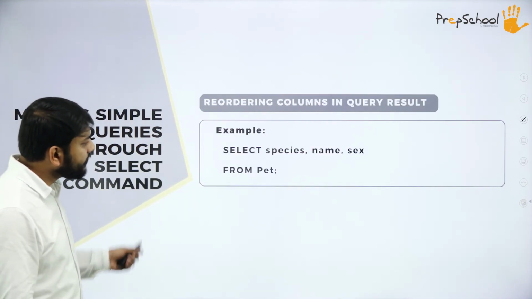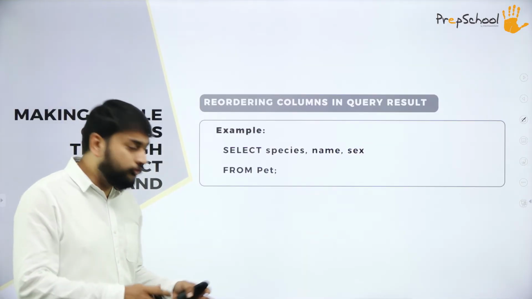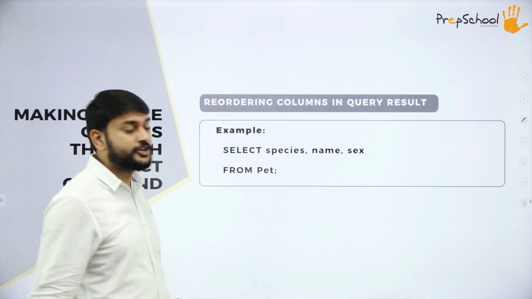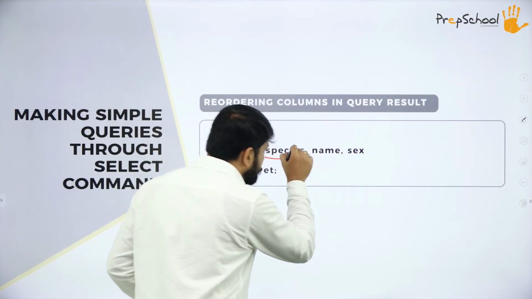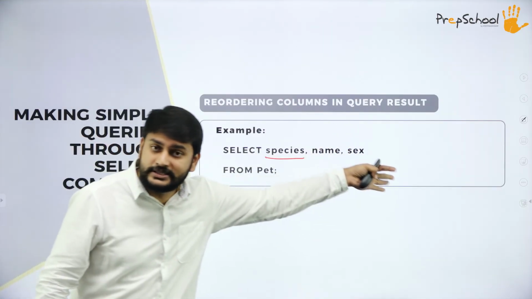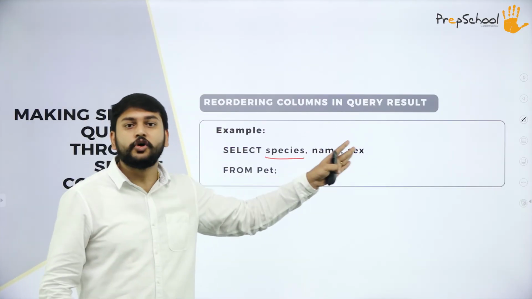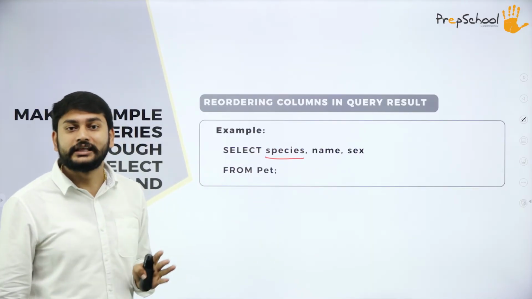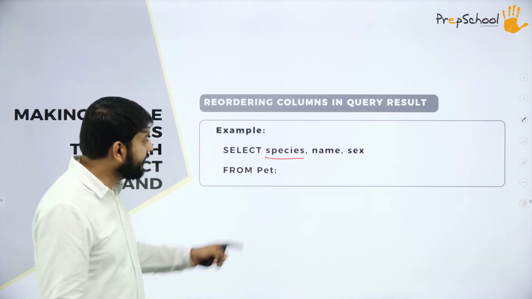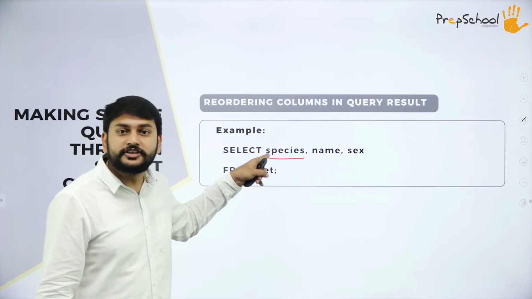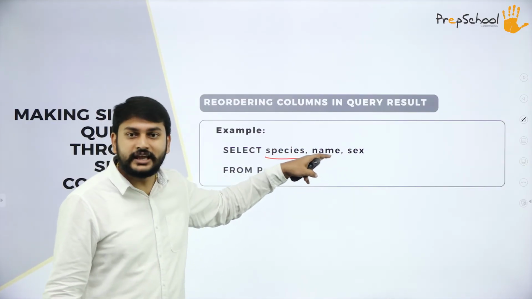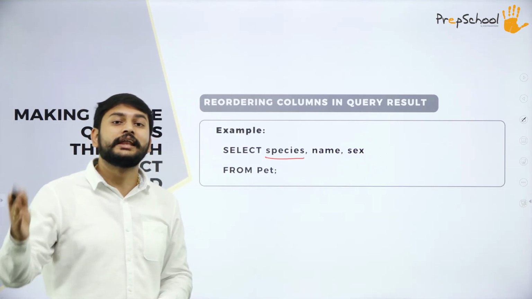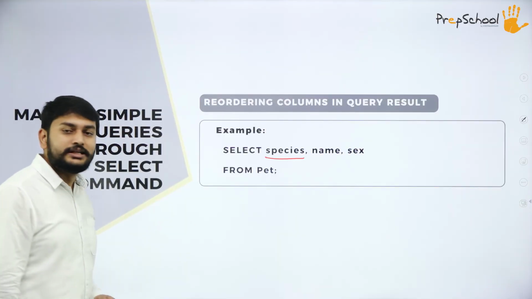And here, reordering the columns. I want the data in this particular order only. Suppose you have a specification like that: I want the first column to be species, next name, and then sex. So guys, you can specify the column names. That reordering option is there whenever you are selecting the data. Though you have stored the name in the first column, the species in the second column and the sex in the third column, you can reorder when you are selecting the data. That is possible with the select option.